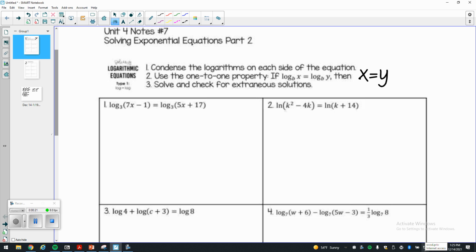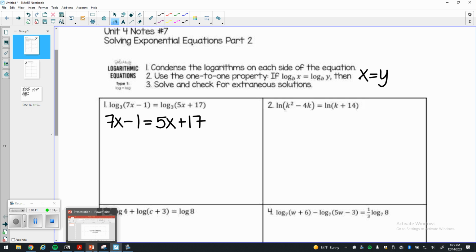Okay? So if we look at number 1, what's the base of the log on the left side? 3, and the base of the log on the right is also 3, so the base is the same, yes? So what am I going to do? I'm just going to set them both equal to each other. So 7x minus 1 equals 5x plus 17. So I'm going to have 2x equals 18. So I'm going to have x equals 9.